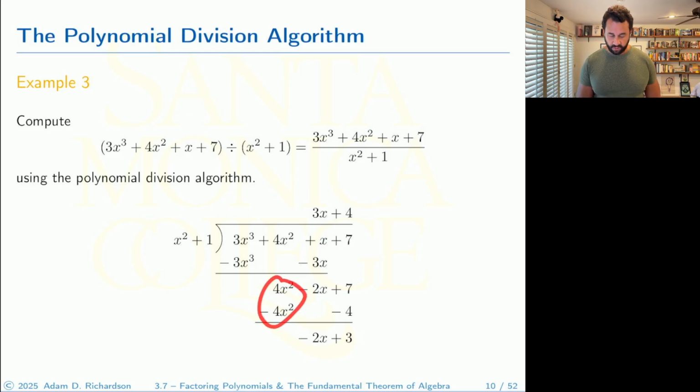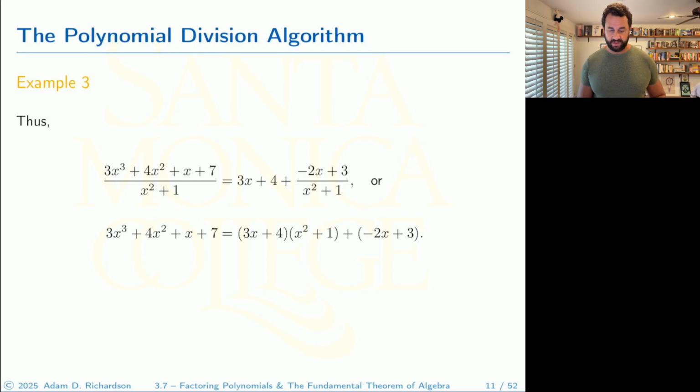All right, so 4x squared minus 4x squared is 0. That term disappears. Negative 2x minus 0 is negative 2x. 7 minus 4 is 3. And now we are done. We're done because the degree of this resulting polynomial is less than the degree of the divisor here. So at this point, we can stop. It's basically like getting a remainder, and in fact, this is the remainder term for this particular division problem.